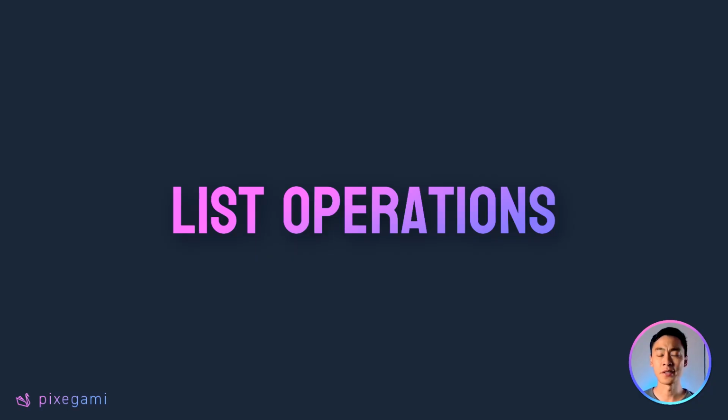Now let's talk about list operations, or things that we can do with a list once we have it. By that, I mean things like adding items to a list, removing items from a list, splitting a list in half, sorting a list, reversing a list. There's a lot of things you can do with lists in Python, and we won't cover everything, but let's just go through some of the most common operations.